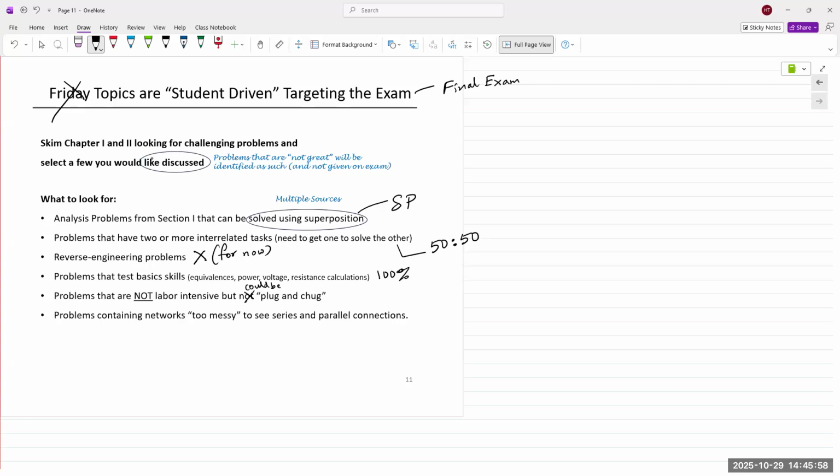And then problems which have neither series nor parallel connections, definitely going to be on the final. Now, it's not going to be like 5 problems to test out every single thing separately. It could just be like 2 problems that test out everything. Okay.